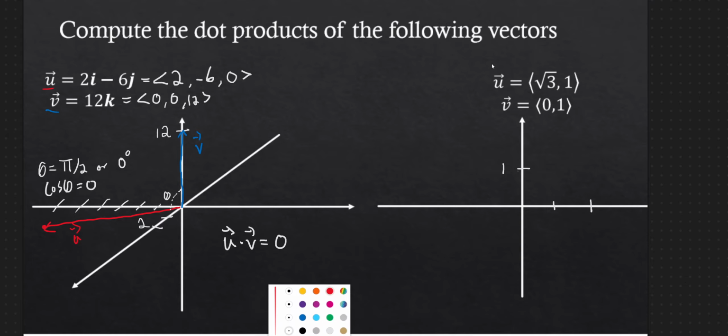Over in this situation, again, I'll let u be red and v be blue. U is square root of 3, 1. That's about over here.